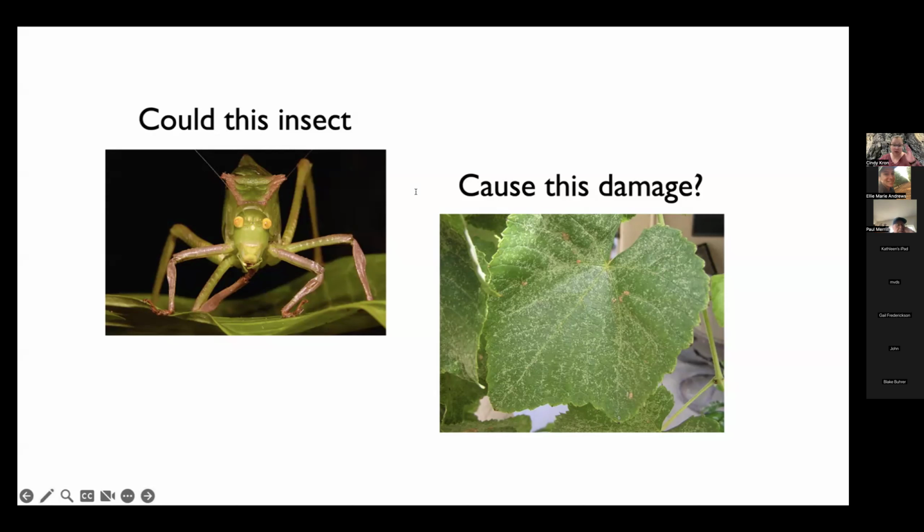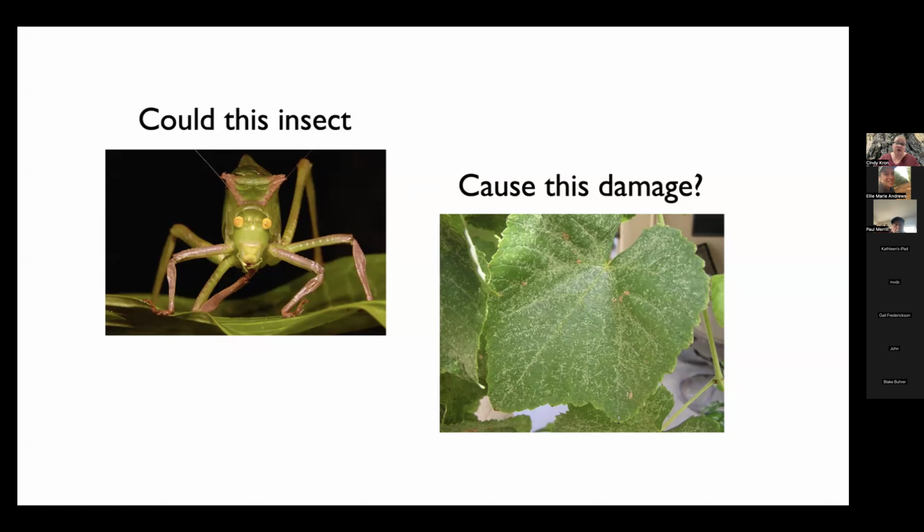which is correct, which is where we're going. What if you came across this leaf and you saw this katydid on the leaf? Your mind would typically be automatic: oh, that must be it. It must have caused it. But you've got to take a step back and think. Look at the damage. Look at the insect and its mouth parts. Can it cause this damage? Because oftentimes you'll find other insects there that are not the cause.